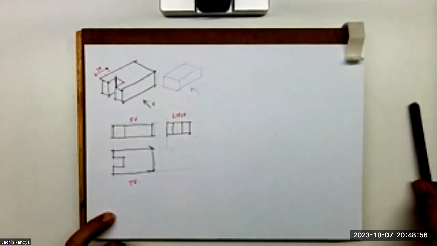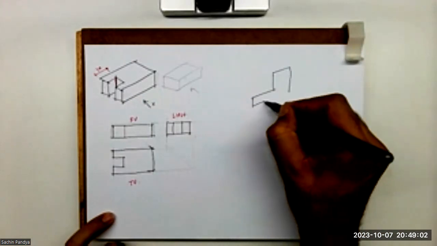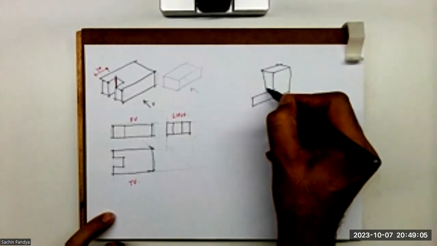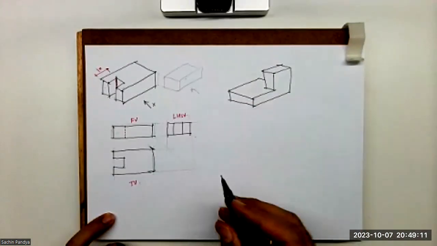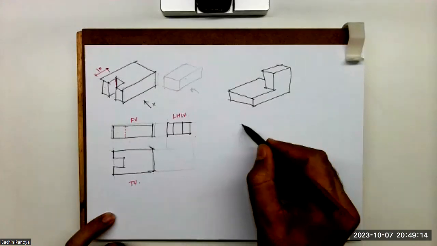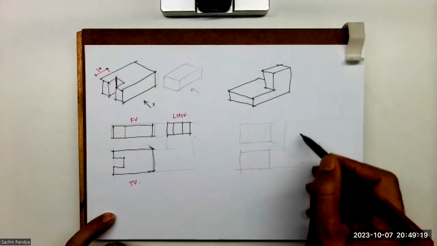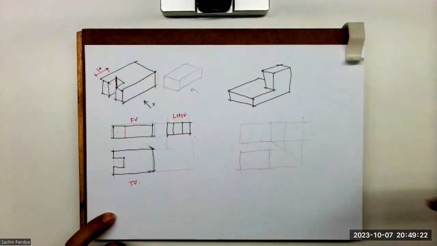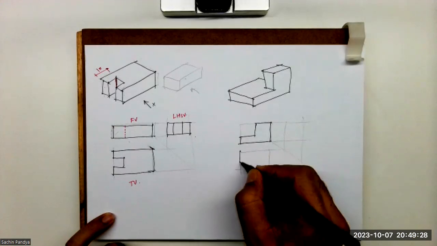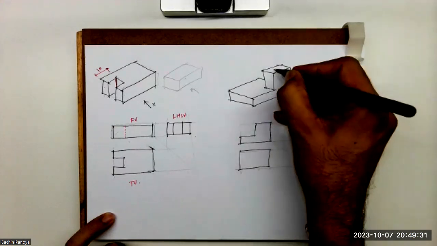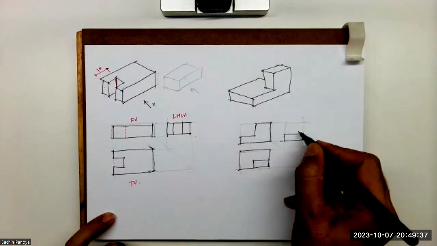I'll explain with one more example. Let's take an object like this. Again, you will draw the layout: front view, top view, side view. In the front view, it will appear like this. In the top view, this block will be here, nearer to the observer. And this side view will appear like this.